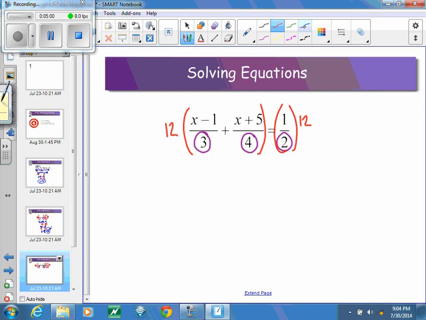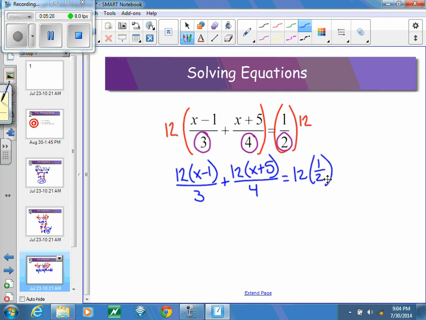Now this next step, I'm going to write it out in its entirety just so you can see what's happening. Many of you will probably eliminate this once you show your work. So if I multiply by 12, I'm going to multiply both parts by 12. That means I'm taking 12 times the quantity of x minus 1 divided by 3, plus 12 times the quantity of x plus 5 divided by 4, and then I'm taking 12 times 1/2.